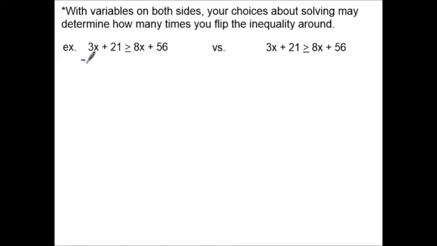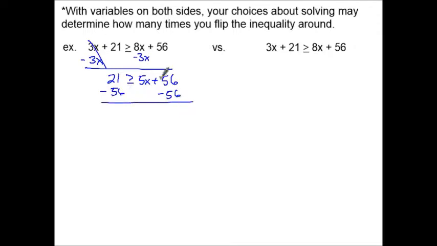So first thing first, maybe your first thought is to cancel the 3x because he's smaller than the 8. So boom, cancel those guys out. We're left with a 21 greater than or equal to 5x plus 56. Now remember, at that point I'm pretty much locked into subtracting the 56 from both sides. So the 56 is canceled, leaving me with a 5x. And the inequality sign, nothing's been causing me to reverse that yet, and this gives me a negative 35 when I put these two guys together.